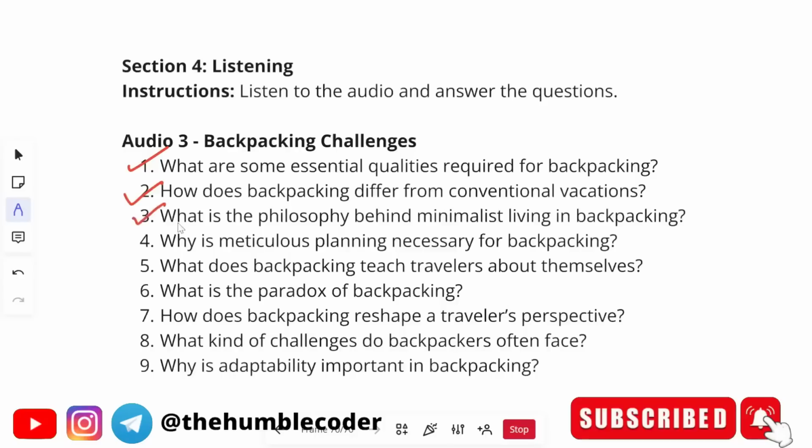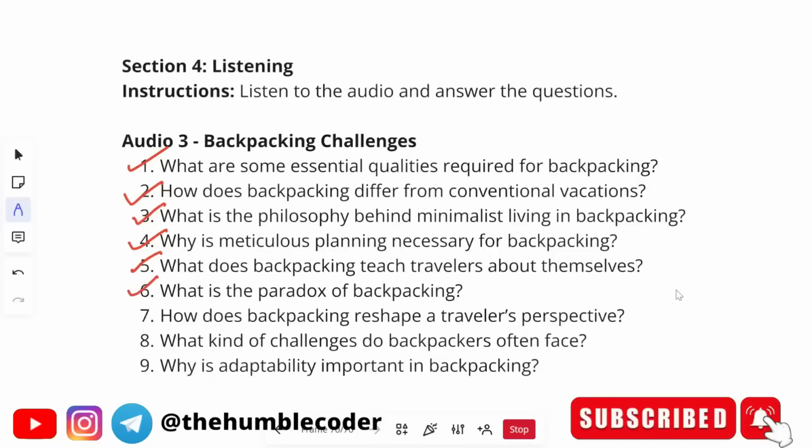Moving on to the next question, what is the philosophy behind minimalist living in backpacking? The answer will be the philosophy behind minimalistic living in backpacking is to rely on only what is necessary. Moving on to the next question, why is meticulous planning necessary for backpacking? The correct answer is planning is important to understand local environments, customs, and possible risks. Moving on to the next question, what does backpacking teach travelers about themselves? The correct answer will be backpacking teaches travelers self-awareness and resilience.